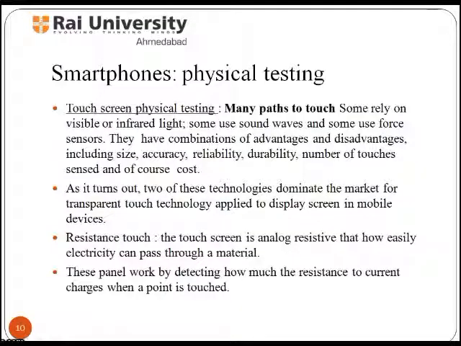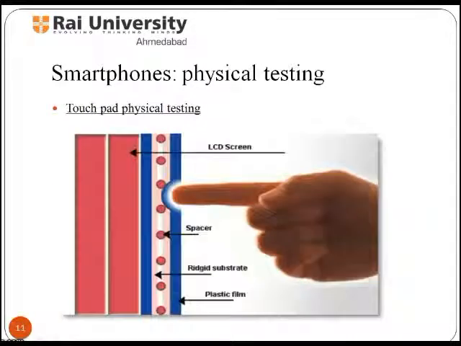Touchscreen physical testing. Before using a touchscreen app on your Android touchscreen, clean the display using a soft cotton cloth. Open the screen testing app and then test the screen by touching. The app then shows you what areas of the screen are registering your touch and how accurate it is. An app that supports multi-touch, like Multi-touch Test, can also tell you how many simultaneous finger touches your Android device supports at one time. Components of touchpad physical testing, that is LCD screen, spacer, rigid substrate and plastic film.